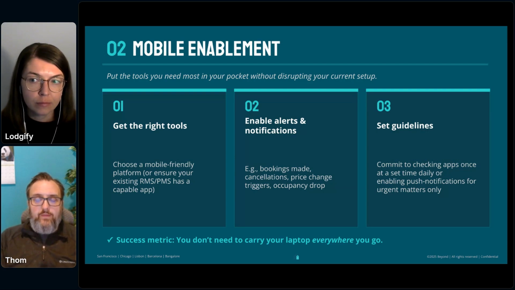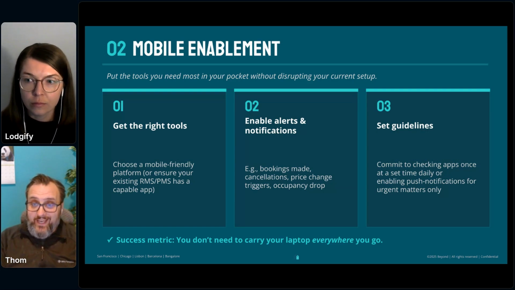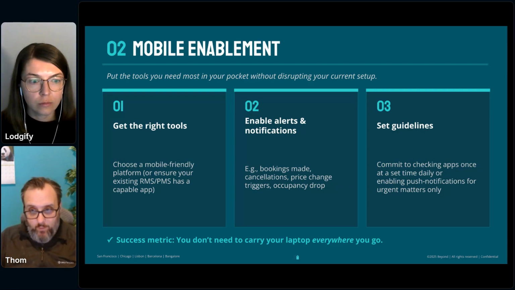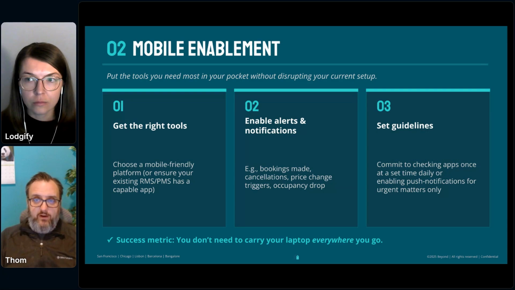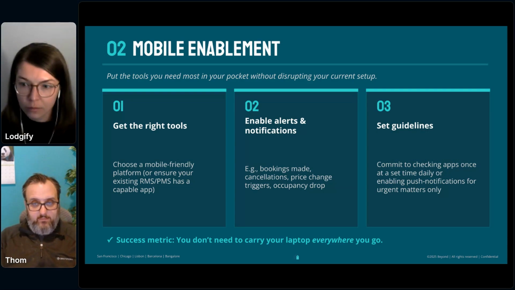And third, and this may sound somewhat counterintuitive, set rules for yourself about when you check apps. Constantly checking is just as paralyzing as not checking at all. Decide which push notifications you want to get for urgent items only, which ones you want to check in on once per day, and which once a week, and structure it so that you can actually step away. Your success metric here is really simple: you stop taking your laptop everywhere. You're able to go out and live your life, and nothing is falling through the cracks.